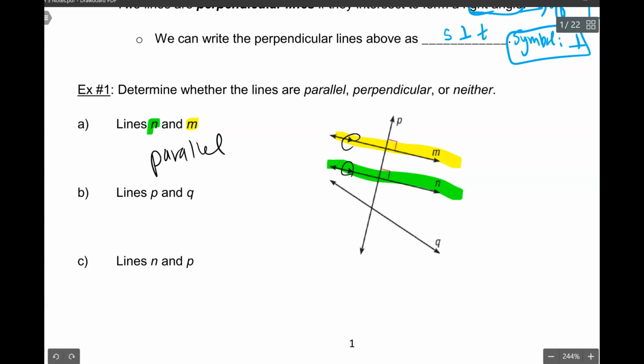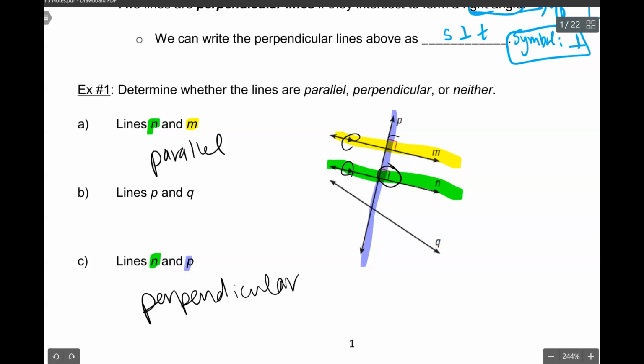P and Q. Well, let's skip down to N and P. Let's do this one first. So P is the blue, N is the green, and you notice that there's a little symbol right here that means 90 degrees. So these are going to be perpendicular.